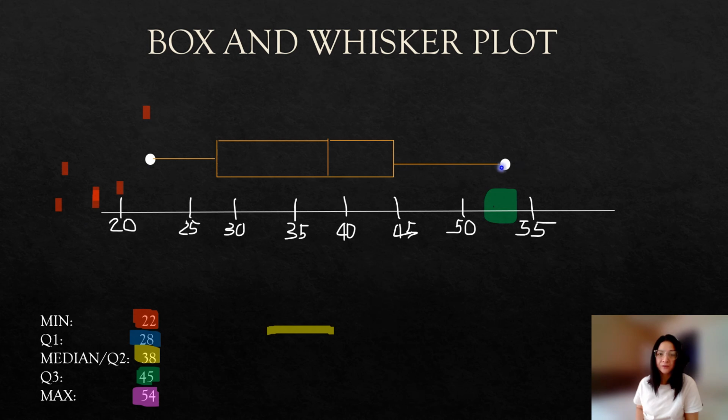There's our whiskers, and there's our box. Again, let's review. Our minimum is 22. Our Q1 is over here, which is 28. And our 50th percentile, which is Q2, would be 38. And our 75th percentile, which is Q3, is over here, at 45. So that is how we make our box and whisker plot.